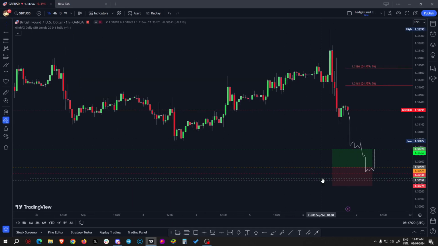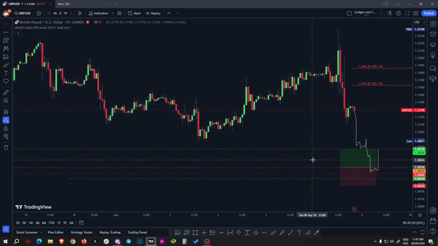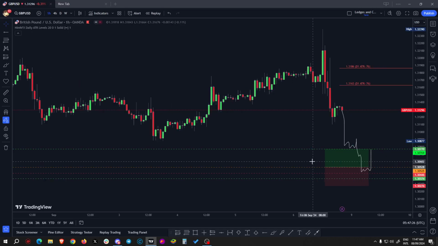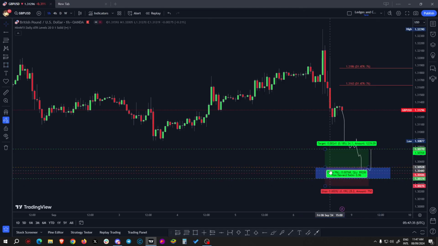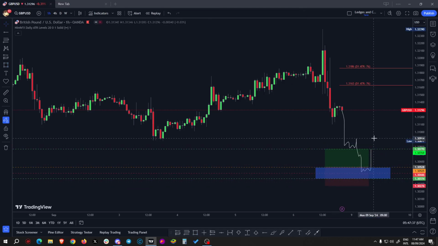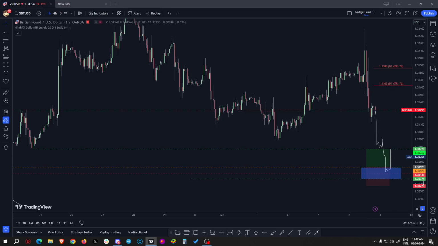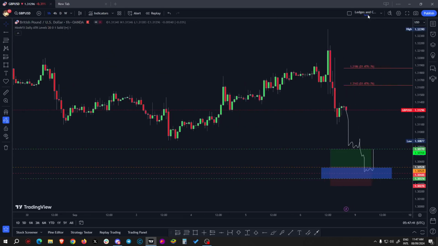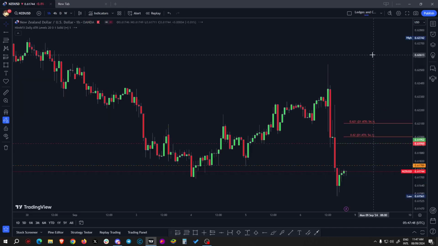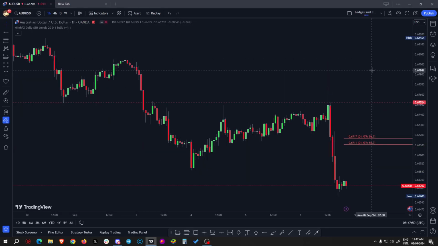So yeah, we got the weekly level, we got 38.2, we got the daily level with the hourly level as well right here. So we have some confluence around this zone, so I would expect price to reverse from this zone to my target. So I hope you guys understood how this cable was mapped out. Now let's look at another pair, AUD/USD.